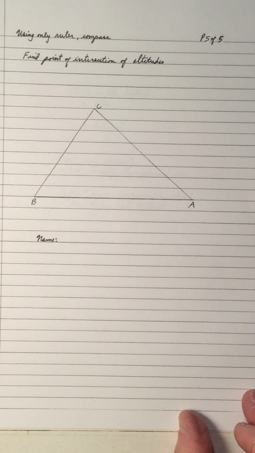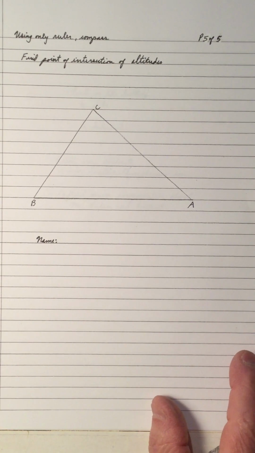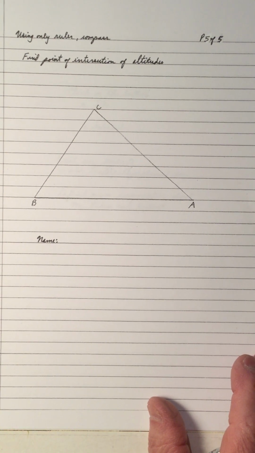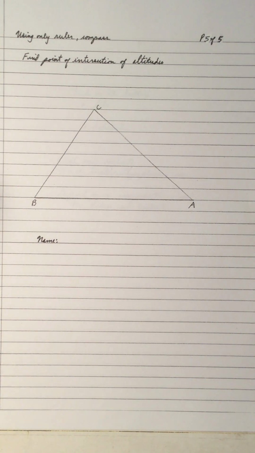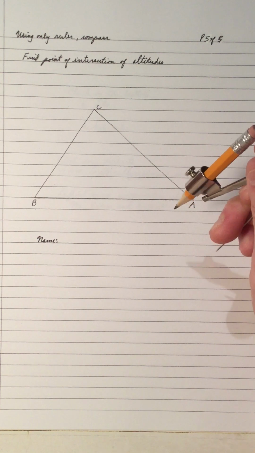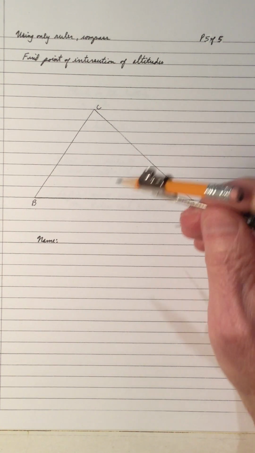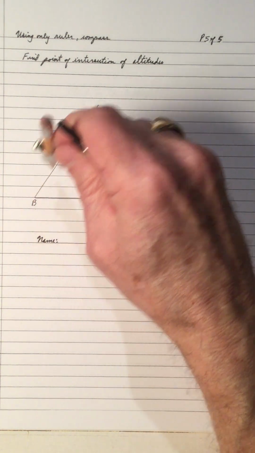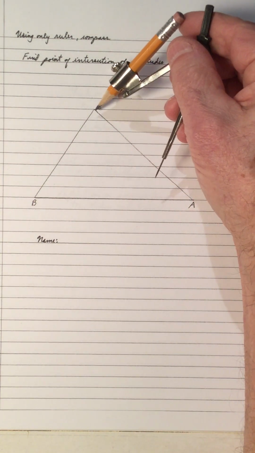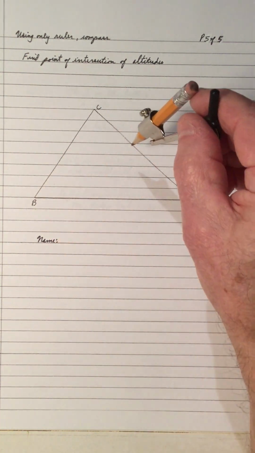And we have one more to do. What about using a ruler and compass only and find the point of intersection of the altitudes? The altitudes. Let's do some altitudes. So the altitudes, let's see what happens. I have to draw an altitude from A to BC. An altitude goes from C to BA. An altitude goes from B to CA.